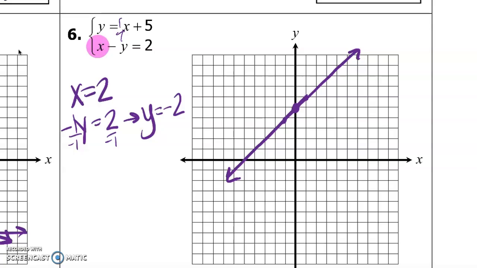So when I graph those, x is positive 2. It's the x-intercept, so on the x-axis, and y is negative 2. So right now, it looks like my lines are not going to cross.